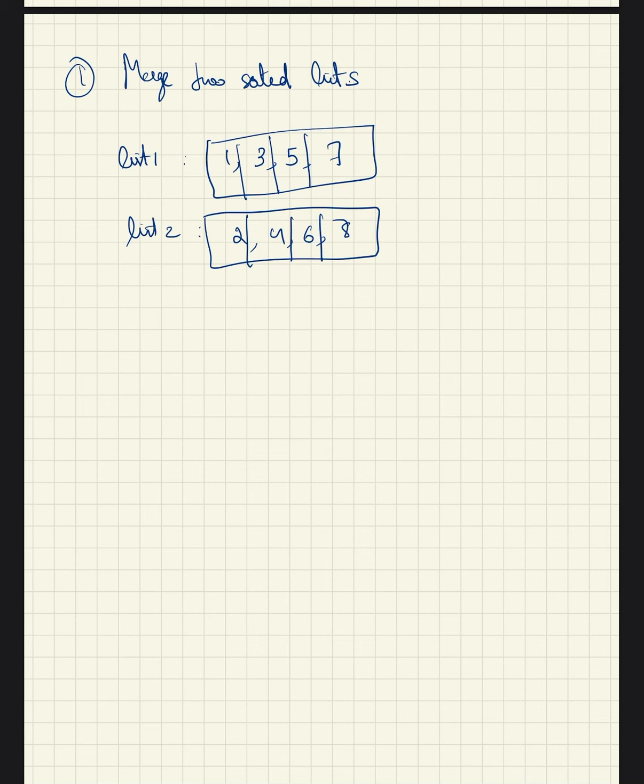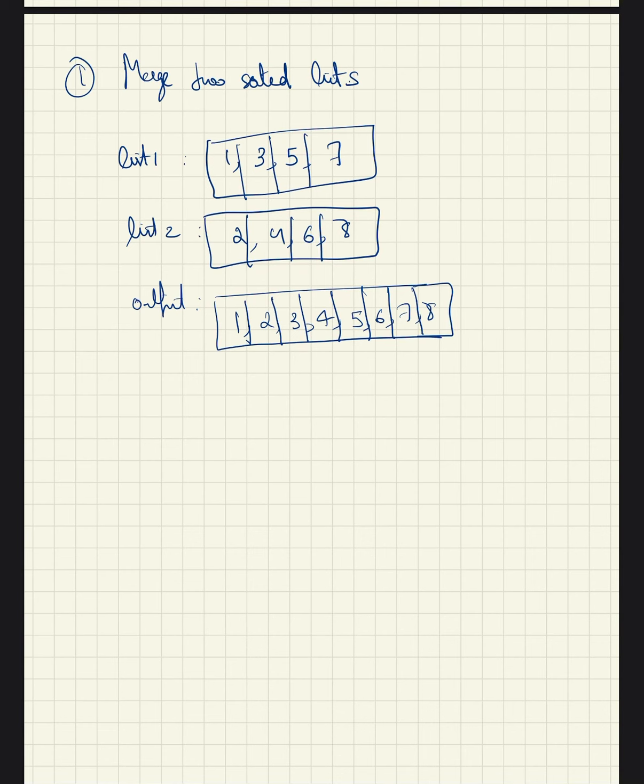So now the problem statement is we should get an output which is something like this. We have 1, 2, 3, 4, 5, 6, 7, 8, and you can see here all the elements of list 1 and list 2 are combined, right, and you got an output array. So that is the merging part.